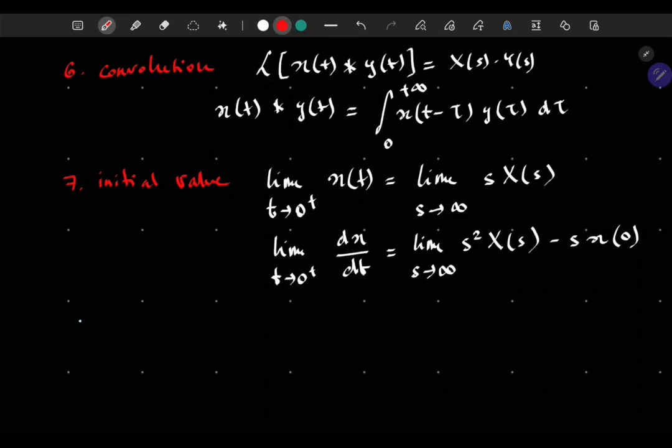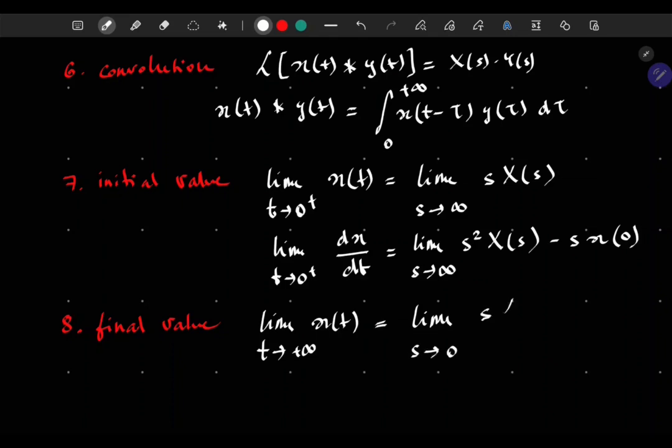And finally, we have the final value property, where the value of x for t that now goes to infinity is the limit for s that goes to 0 of s times X(s), the Laplace transform of the signal.